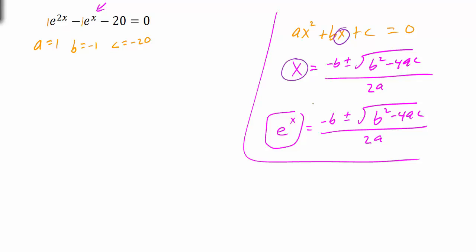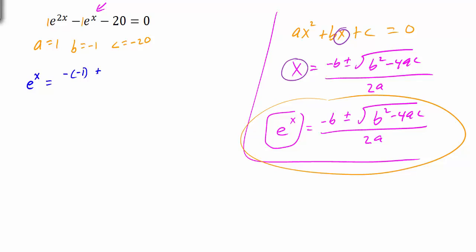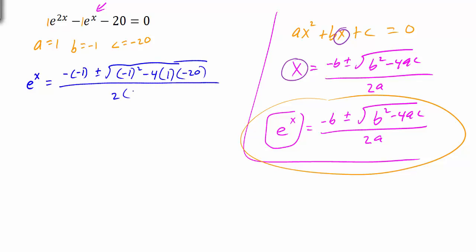So if we use our formula over here, then we know that we're going to start with e to the x equals, and then we would have a negative b, so that's a negative 1 plus or minus the square root of b squared, so that's negative 1 squared, minus 4 times a, which is 1, times c, which is a negative 20. And this is all divided by 2a, so that's 2 times 1. And keep in mind, this is still, if we bring it down, e to the x.